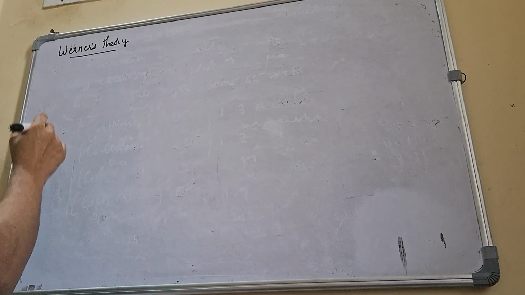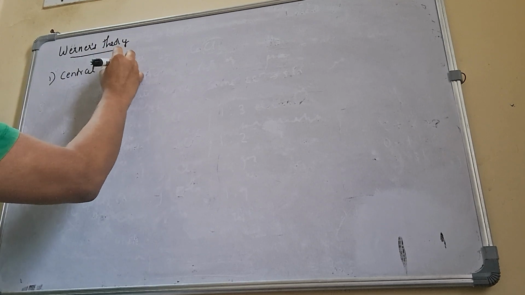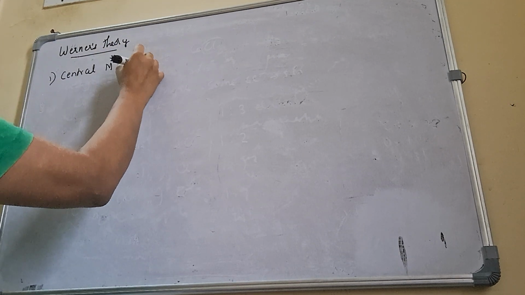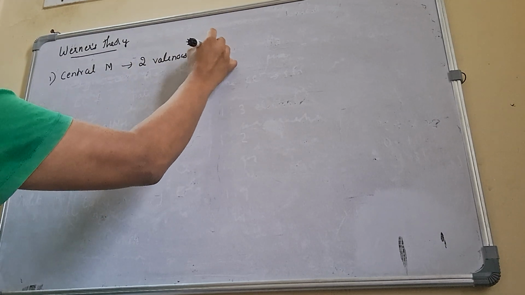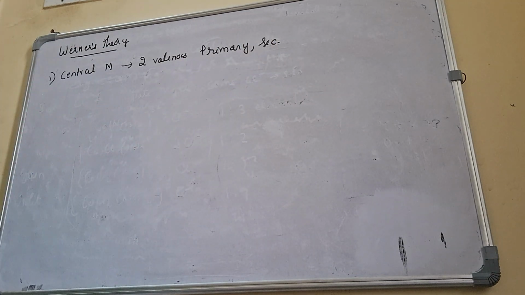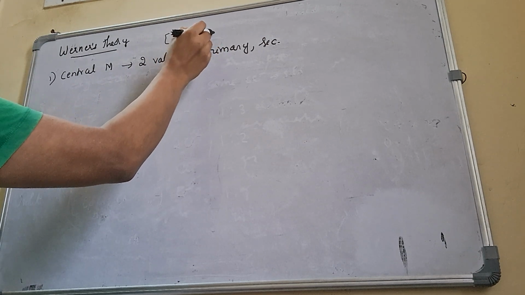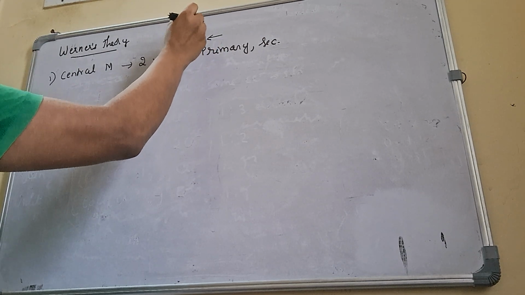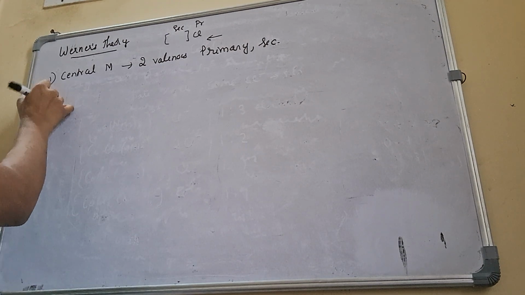First, the central metal atom or ion will have 2 types of valences: primary valency and secondary valency. You can remember that if you have the counter ion coming from outside, this is primary and this is secondary. Outside is primary, inside is secondary. However you want, you can remember that. So 2 types of valencies are there for the central atom.